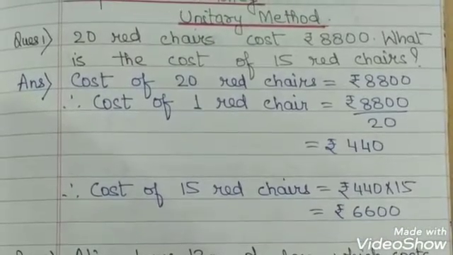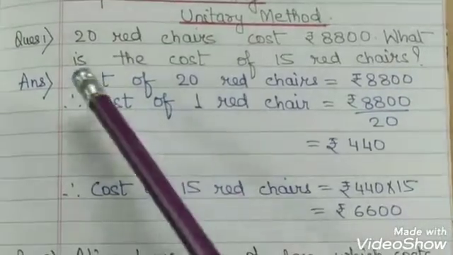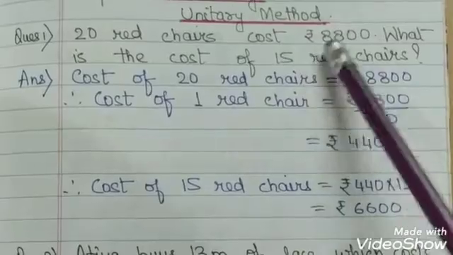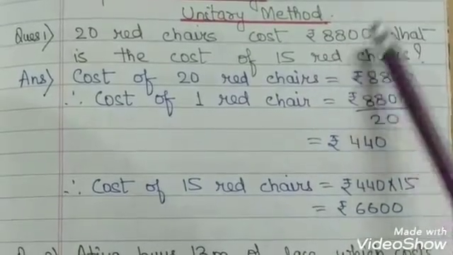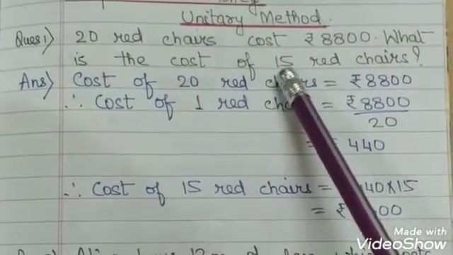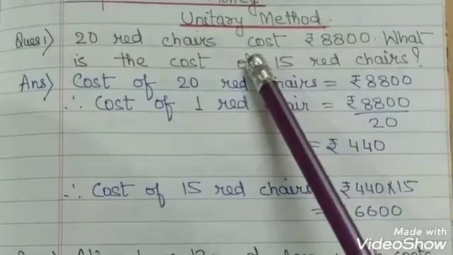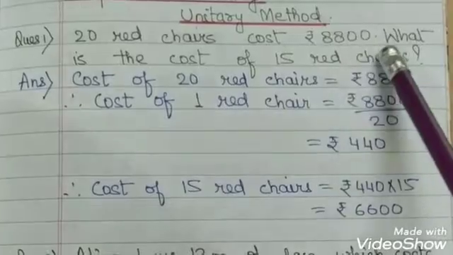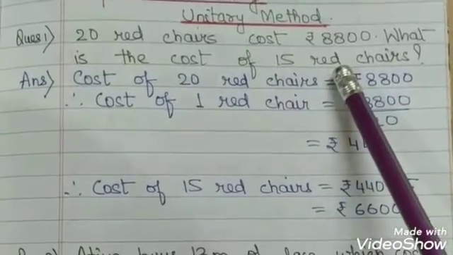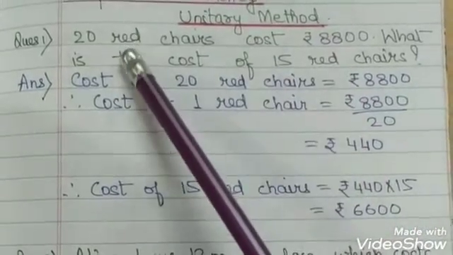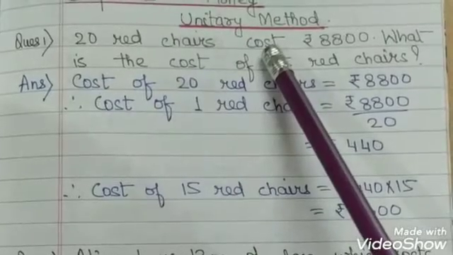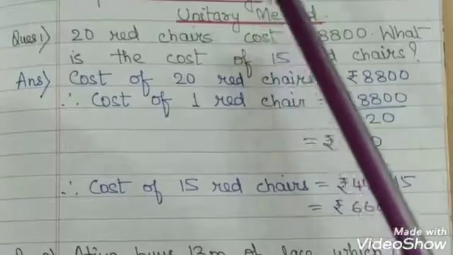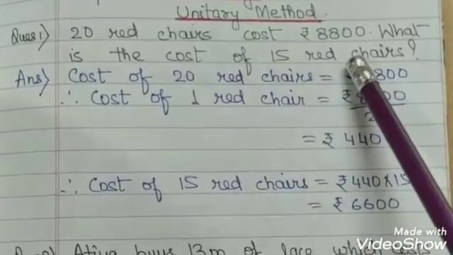So, let's solve some examples to understand the process. Example 1. Question: 20 red chairs cost rupees 8,800. What is the cost of 15 red chairs? Now here in this question you can see the cost of 20 red chairs is given and we have to find the cost of 15 red chairs. So here, first with the cost of 20 red chairs we will find the price of one chair. After finding the price of one chair we will find the price of 15 red chairs.